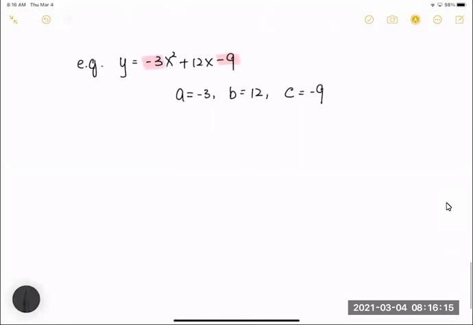Okay, and then does this open up or down? Well, since a is equal to negative 3, a is less than 0, it's a negative number, we know that the graph opens down, good.